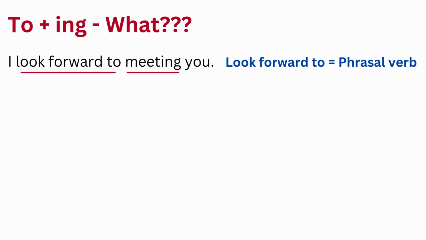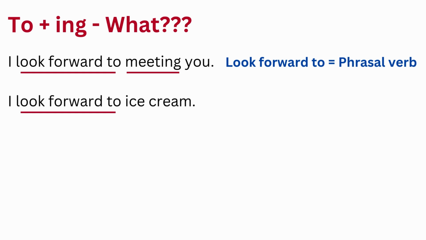Because it's a phrasal verb and to is a preposition, the second verb, meeting, is going to end in ing. Another way to look at this is through the following example. I look forward to ice cream. In this case, we only have one verb. The verb is look forward to, and then we have ice cream. We don't have a second verb. Instead, we have a noun, and this is perfectly fine.